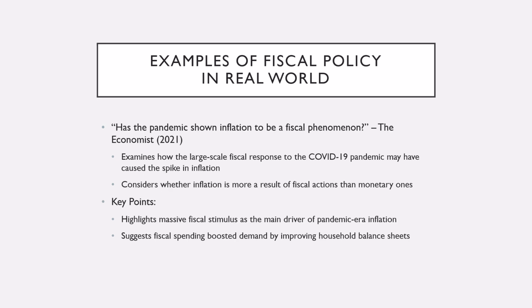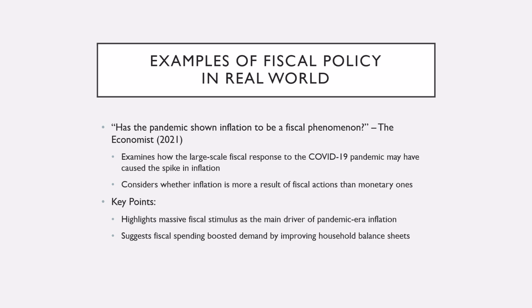Another article that details an example of fiscal policy within the real world was published a year after the Wall Street Journal article, titled "Has the Pandemic Shown Inflation to be a Fiscal Phenomenon?" This article explains how the large-scale fiscal response to the COVID-19 pandemic, around $10.8 trillion globally, may have caused a spike in inflation, contrary to the previous decade where quantitative easing failed to do so. It compares the effects of the fiscal stimulus with quantitative easing and considers whether inflation is more of a result of fiscal actions rather than monetary ones.